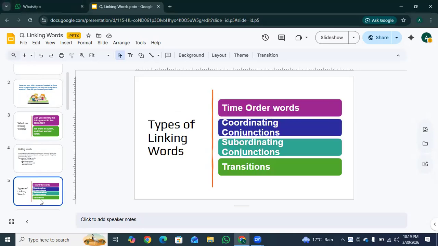Here we have types of linking words. The first we have time order words, coordinating conjunctions, subordinating conjunctions, and transitions.